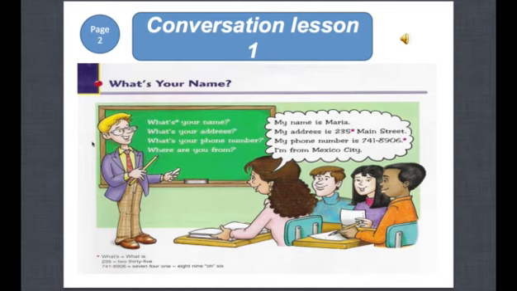Now let's look at the first question here. This is the teacher, obviously. As you can see, this is the teacher, and these are students. So the teacher wants to ask this student some questions. Let's look at the questions here. The teacher asked the student these questions. What's your name? She said, my name is Maria.